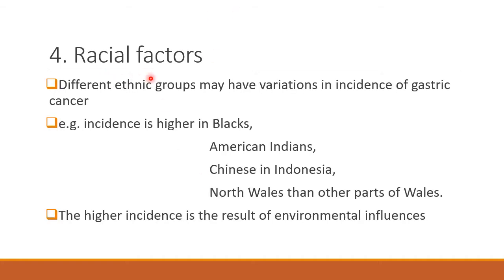Then racial factors. So different ethnic groups have variation in incidence of gastric cancer, like incidence is higher in blacks than American Indians, Chinese in Indonesia, then people of North Wales are more affected than the other parts of Wales. So this high incidence because of geographic and racial factors is because of environmental influences.